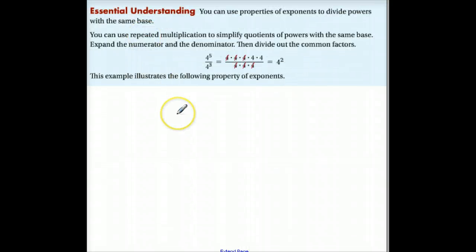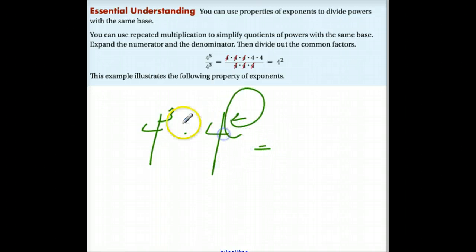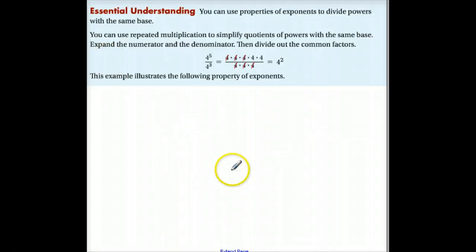Just like multiplication, when we are multiplying two powers that have the same base, we talked about how we can just add those exponents. So 3 plus 2, we get 4 to the 5th power. Well, with division, it's kind of the same thing, but we do the opposite of adding, we subtract.